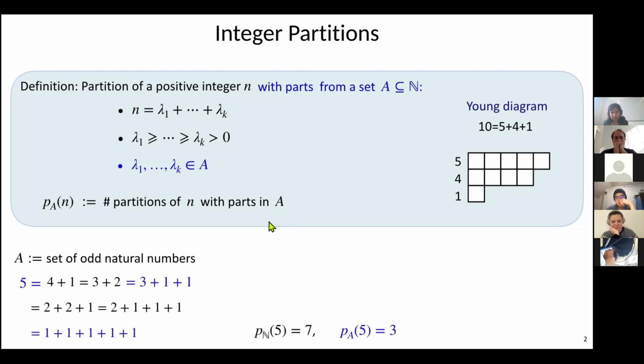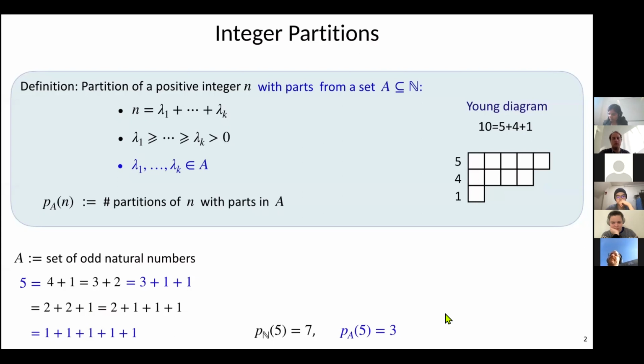So for example, if you take the number 5, you can partition it into positive integers in 7 ways, including 5, then 4, 1, and so on. However, if you restrict to the fact that your parts are only odd, then you realize that you only have 3 of them, because 4 and 2 are not odd numbers. So each of these 4 partitions over here disappears. You don't count them.